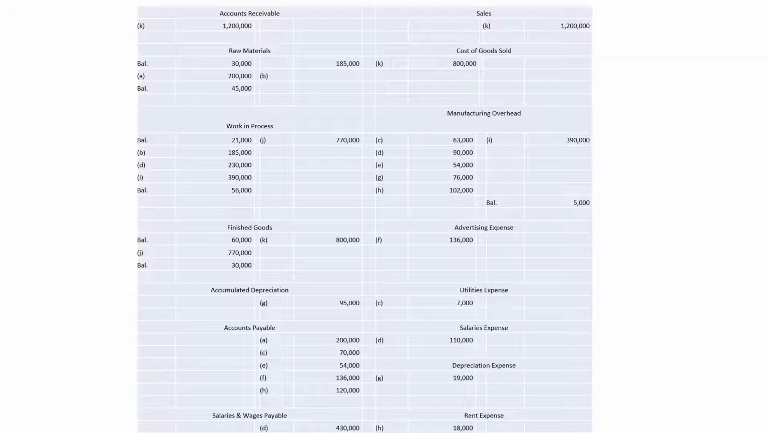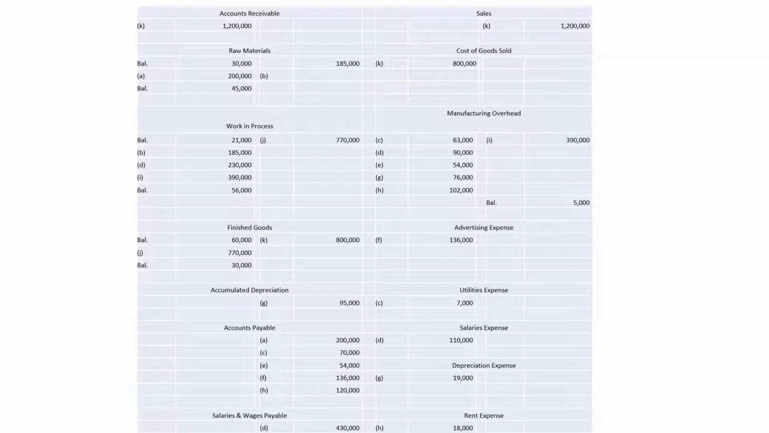In A, we debited raw materials. Oh, by the way, they tell us underneath that the balances in the inventory accounts at the beginning of the year were raw materials 30,000. So that T account must start with that balance. Work in process had a $21,000 beginning balance, and finished goods had a $60,000 beginning balance. They even tell us in part 2, don't forget to put those in there. Now we can start posting each of those entries into their respective T accounts.